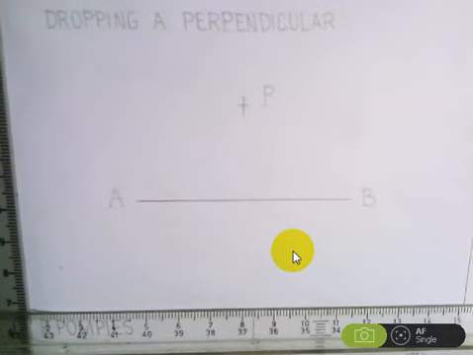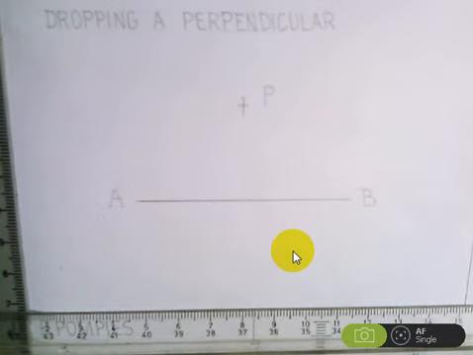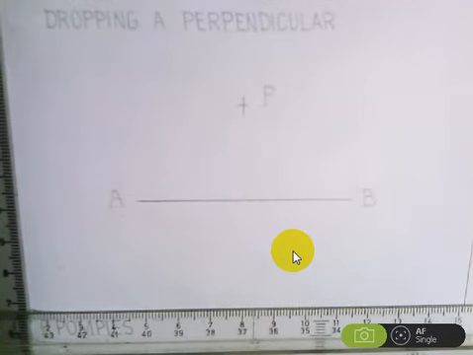We want to continue with the perpendiculars, and this time the point P is outside the line, above or below, but it's not on the line. And I want to erect a perpendicular, in this case dropping a perpendicular, from point P onto line AB.